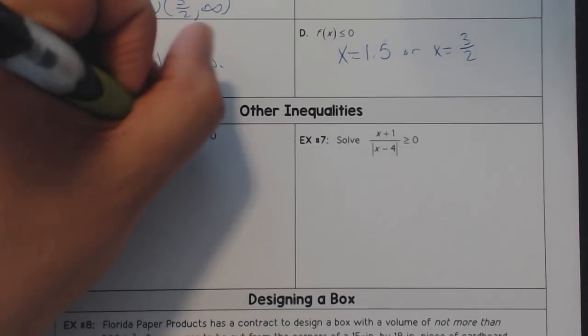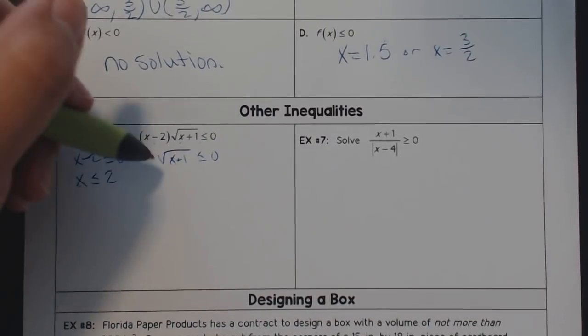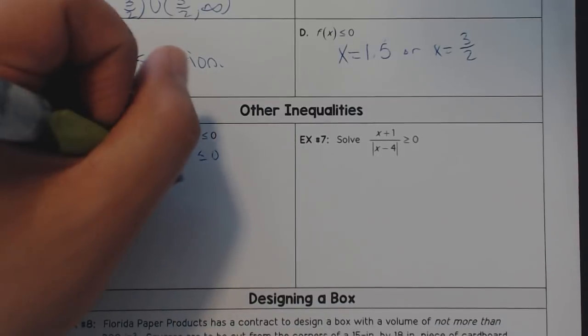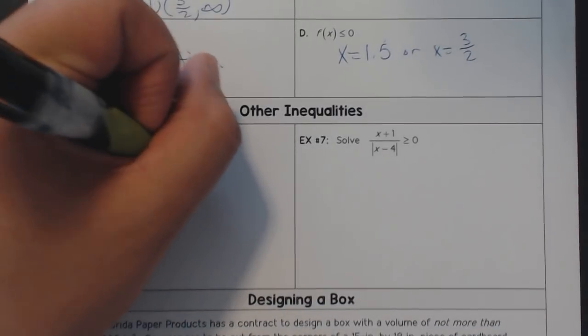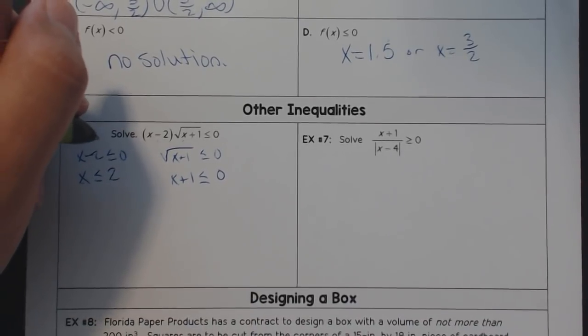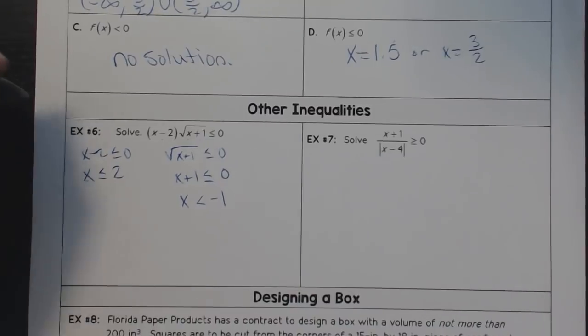And we can do the square root of x plus 1 is less than or equal to 0. And how we solve this, well, we want to get x by itself. We need to square both sides. And what happens there is we get x plus 1 is less than or equal to 0. And then we say, okay, well, then x is going to be less than negative 1.